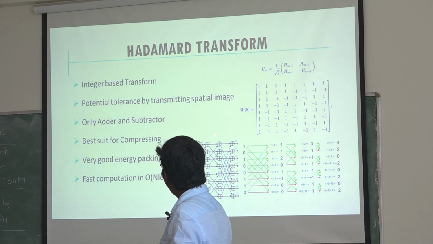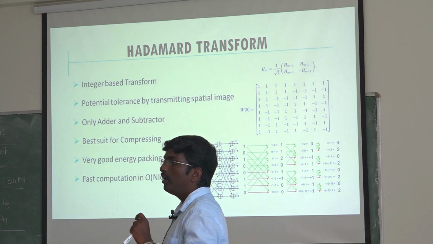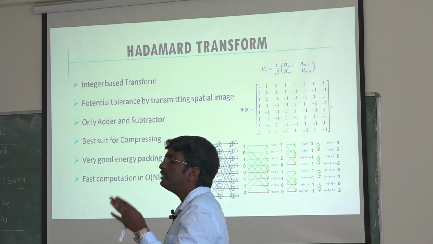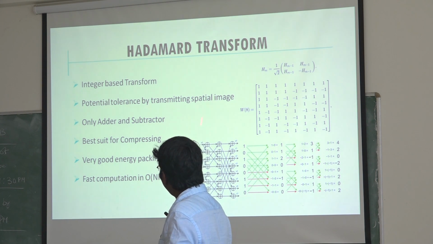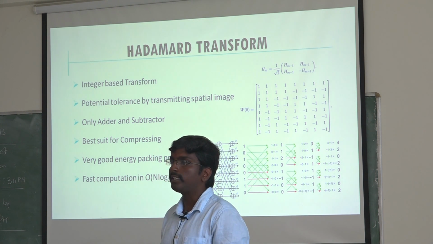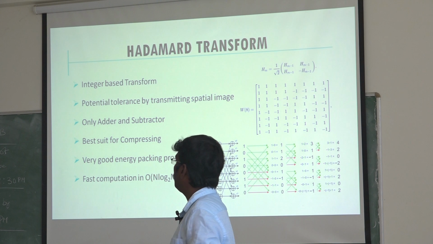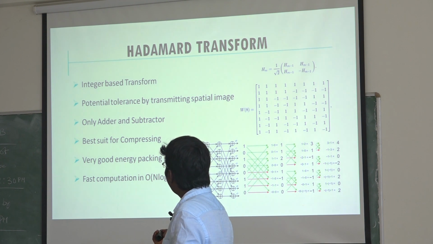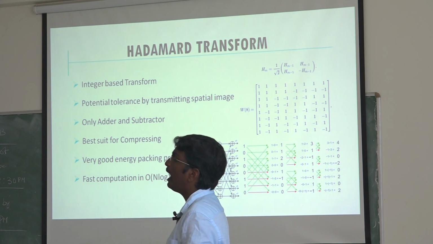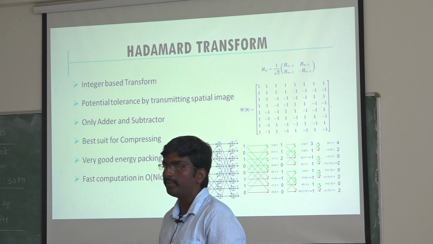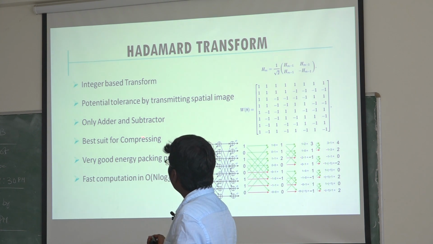If you have log n stages, again log n into n adders and subtractors are required. So that's why you have fast computation, which is in the order of n log n. That means order n into log n adders and subtractors are there.